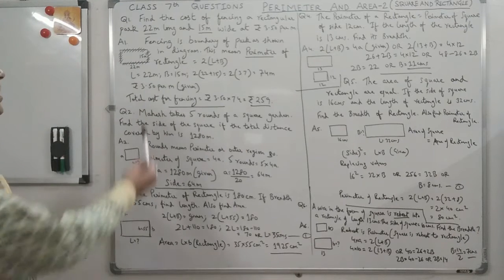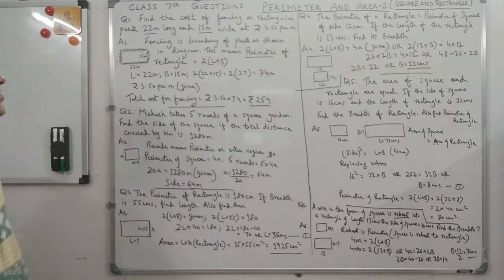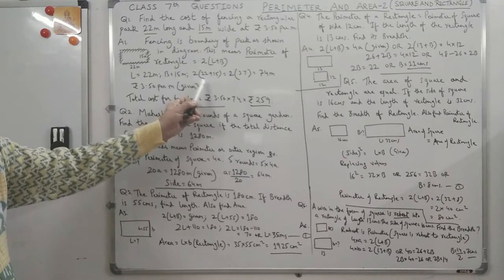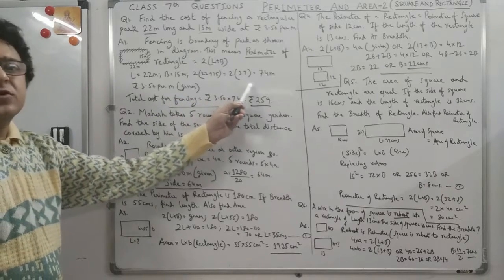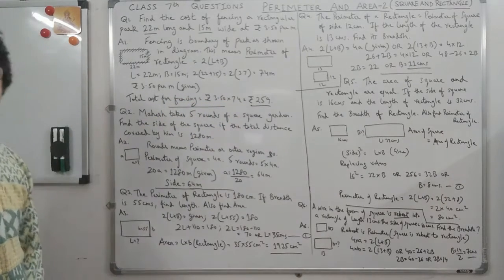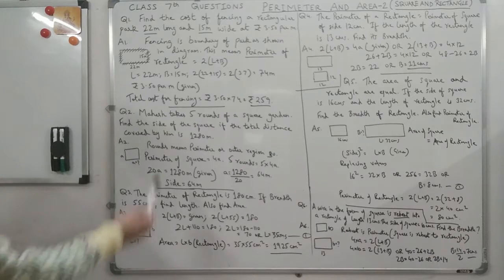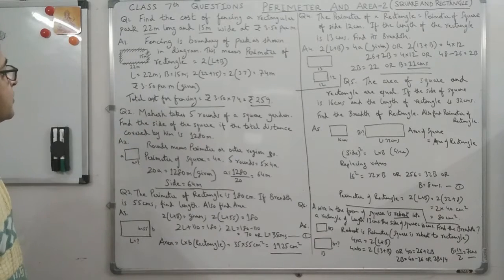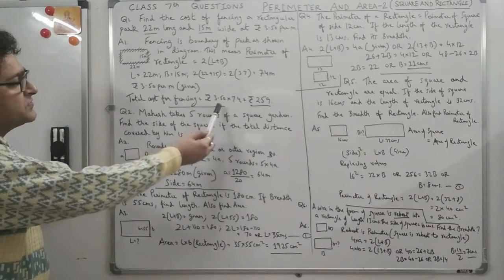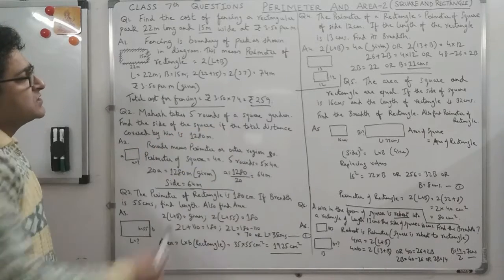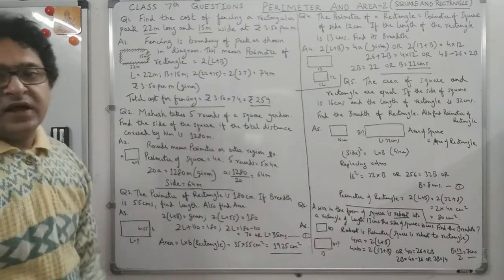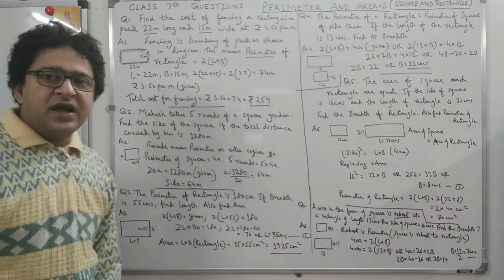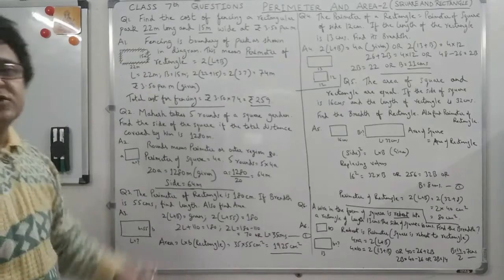So length is 22 meter and breadth is 15 meter. We just put the formula: twice length plus breadth, which means twice 22 plus 15, is equal to 2 into 37, is equal to 74 meter. This is the perimeter. And what is given? 3.50 per meter is given as the cost of fencing. And what we do now, total cost for fencing is 3.50 rupees into 74 meter, right? So this becomes rupees 259. So got the idea. Perimeter of rectangle was asked in this question.